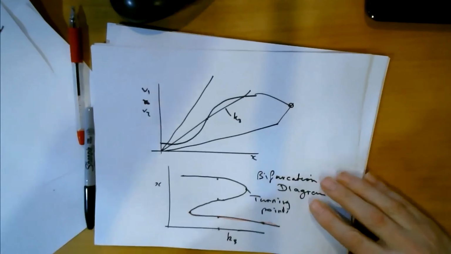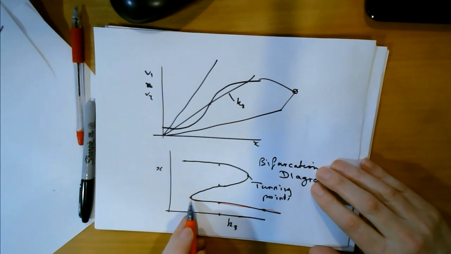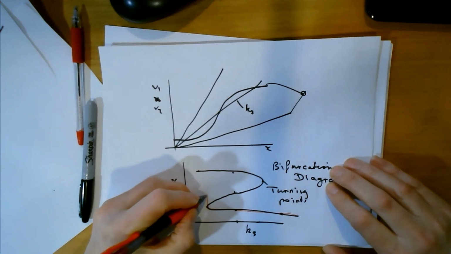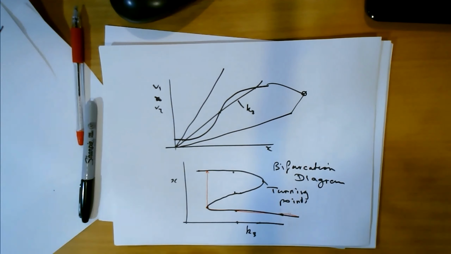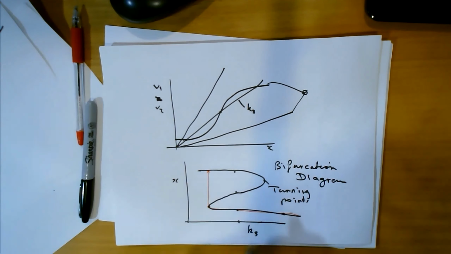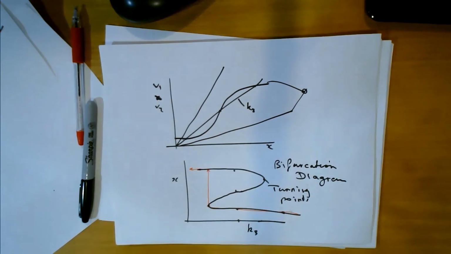Let me see. Maybe I should go over here a bit. So what happens at this point? If I keep decreasing K3, what will happen? Well, it won't follow this line because I'm decreasing K3. In fact, what it does is an abrupt jump, and it jumps to the high state. So this is an example of transitioning from a low state to a high state. As I continue decreasing K3, it then follows this curve.